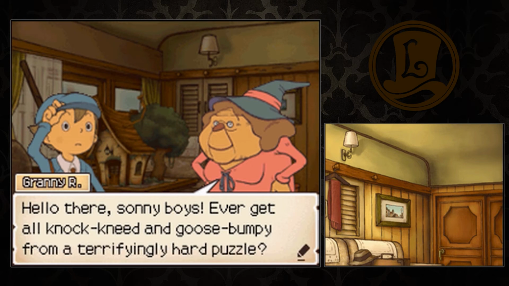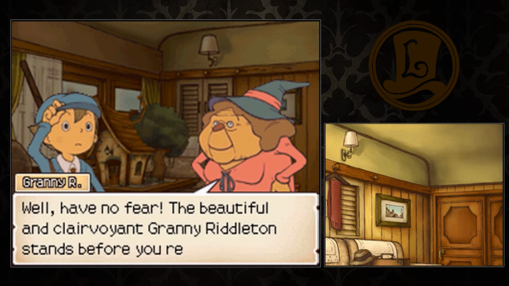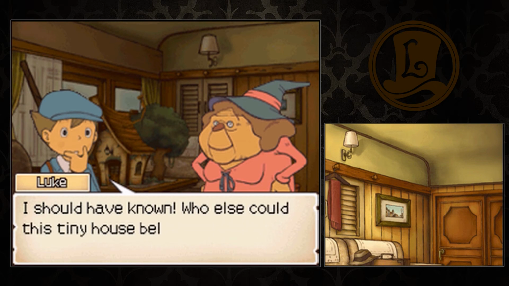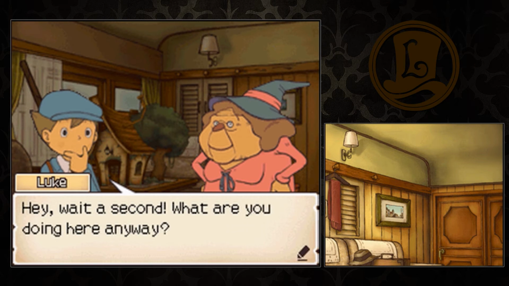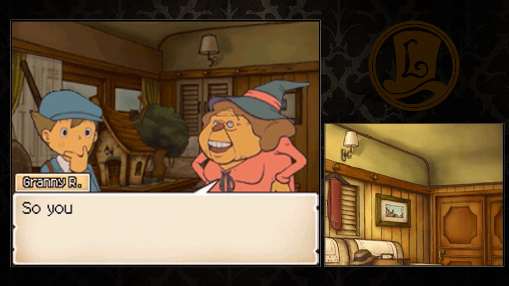Hello there, sunny boys! Ever get all knock-kneed and goose-bumpy from a terrifyingly hard puzzle? Well, have no fear, the beautiful and clairvoyant Granny Middleton stands before you, ready to help. I should have known! Who else could this tiny house belong to? Wait a second, what are you doing here anyway?